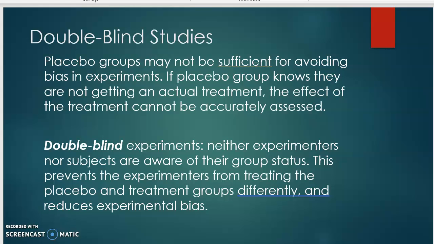A double-blind study. Placebo groups may not be sufficient for avoiding bias in experiments. If a placebo group knows they're not getting an actual treatment, the effect of the treatment cannot be accurately assessed. In a double-blind experiment, neither the experimenters nor subjects are aware of their group status. This prevents the experimenters from treating the placebo and treatment groups differently and reduces experimental bias.